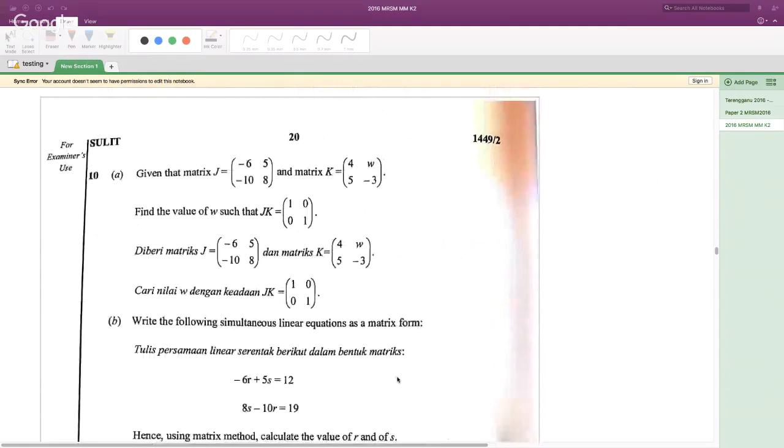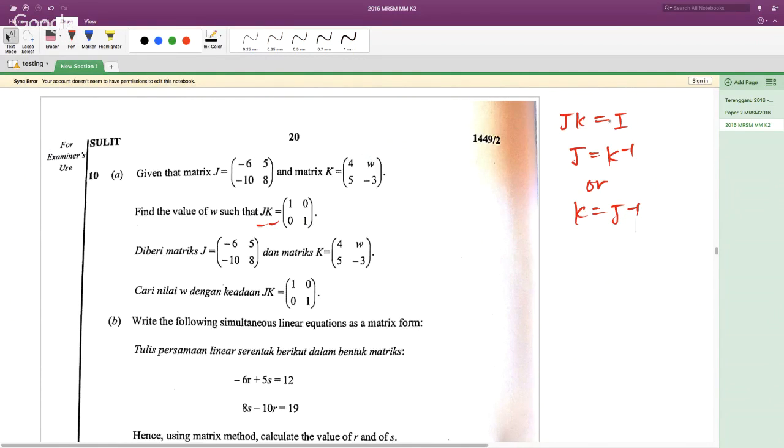It's 9:30 already. We have been spending 1 hour for 9 questions. So let's move on. Since J multiply K, you will get 1001. 1001 is basically the identity matrix. So if J multiply K, you will get I. That means one of them is the inverse of the other one. J can be the inverse of K, or K can be the inverse of J.